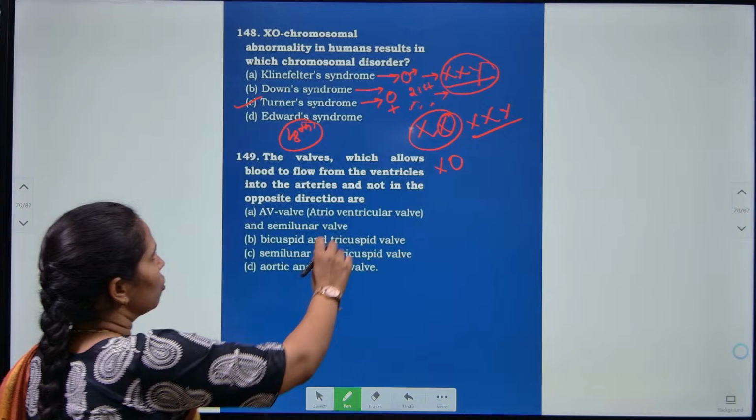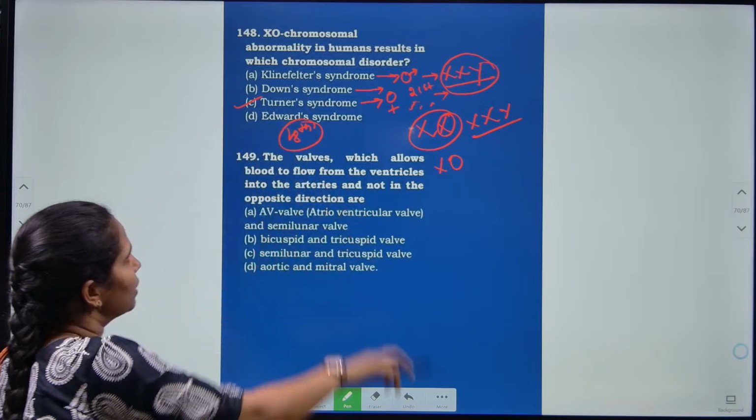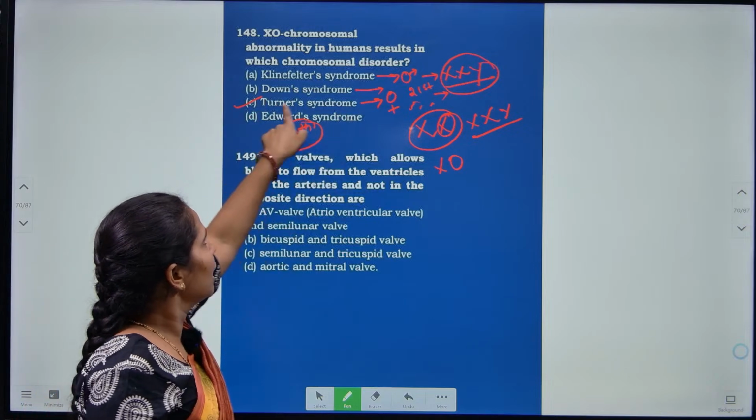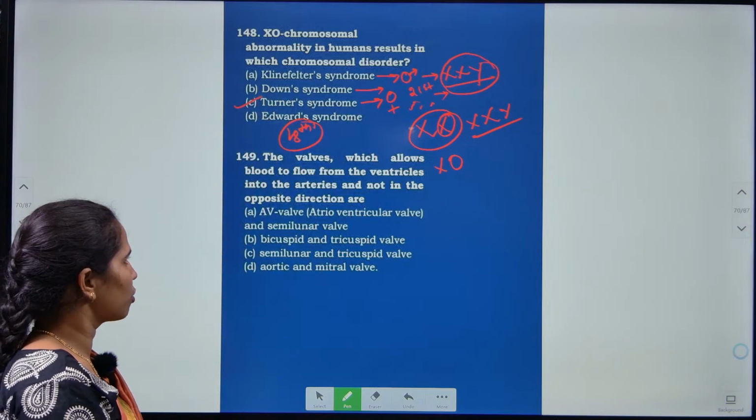So according to this, the X0 chromosomal abnormality results in the chromosomal disorder that occurs in a female, and it is called Turner's syndrome here.